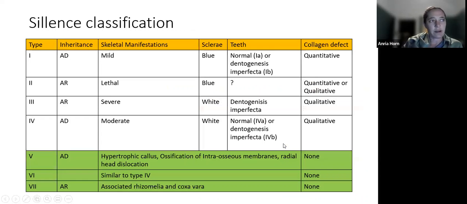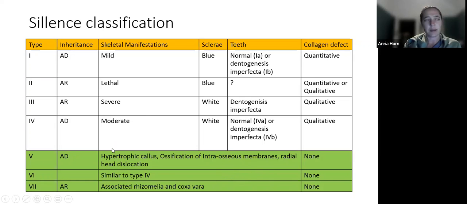So we stick to the very simple Sillence classification, or Sillence, I'm never sure how to pronounce this, where we know there's type 1, 2, 3, and 4. 3 is the ones that die. No, 2 is the ones that die. 3 is the most severe survivable form, followed by 4, and then 1 is the slightly milder ones. And then there are these other types, and these are extremely rare.